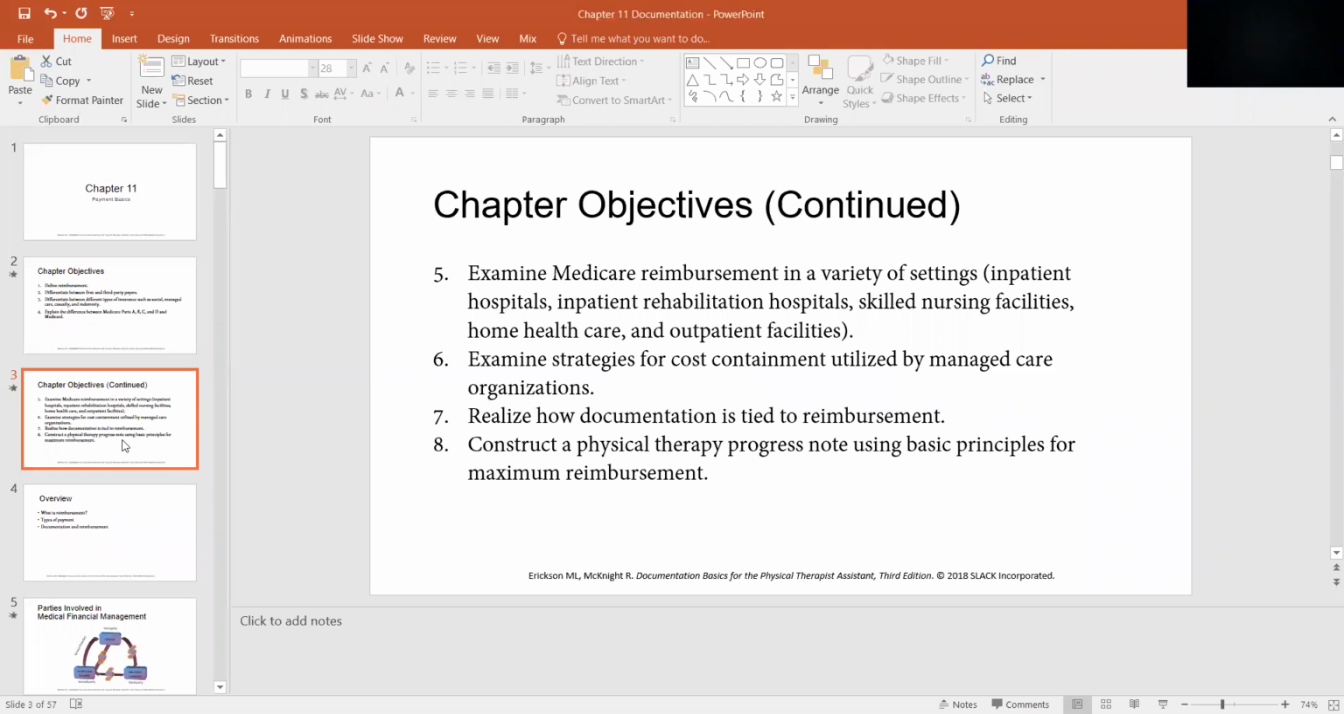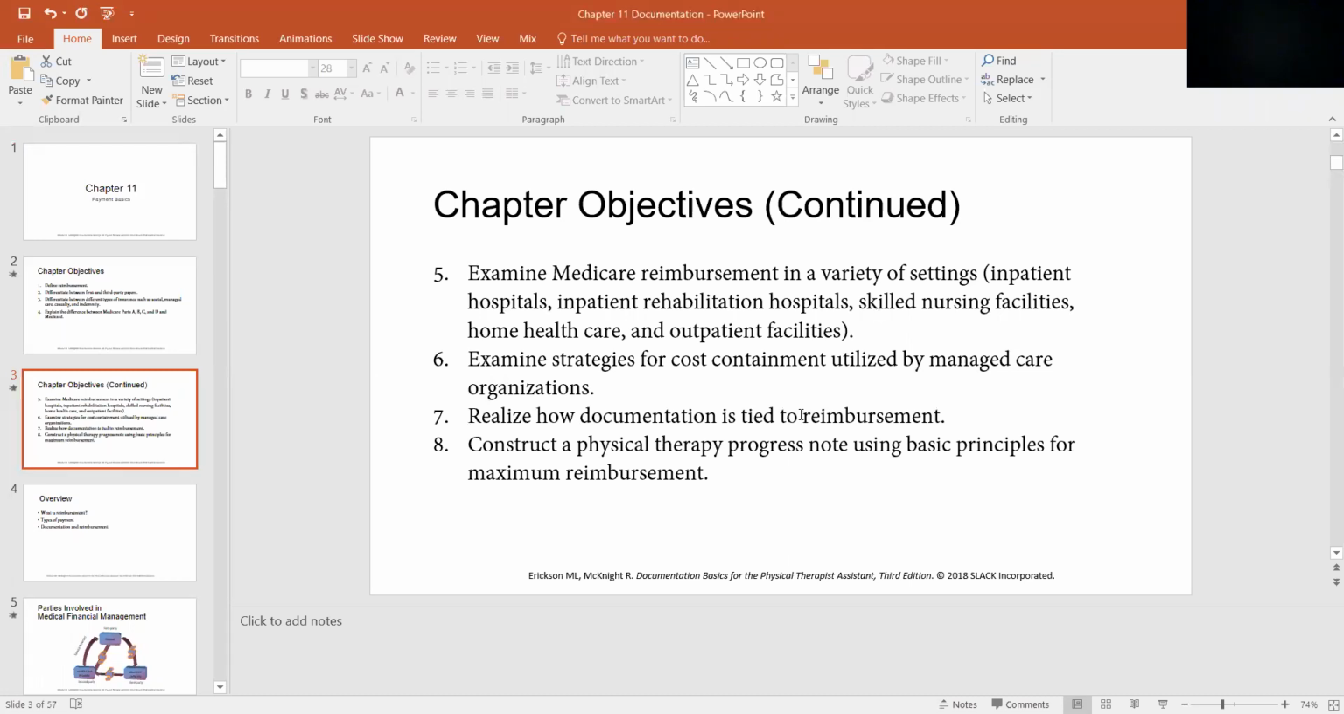Examine Medicare reimbursement in a variety of settings: inpatient hospitals, inpatient rehab hospitals. That's your Madonna. There's also a floor on Bryan. I think the name of the company is Select that also does inpatient rehabilitation. Skilled nursing facilities, that's Tabitha, where I still work. The Ambassador, Madonna also has a skilled nursing facility. There's home health and then outpatient facilities.